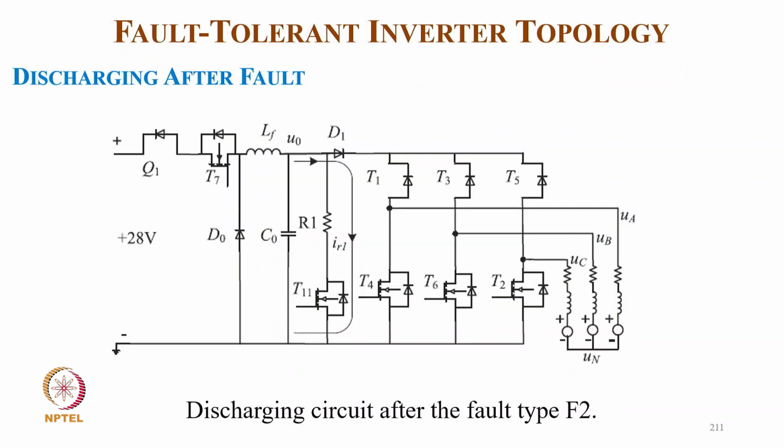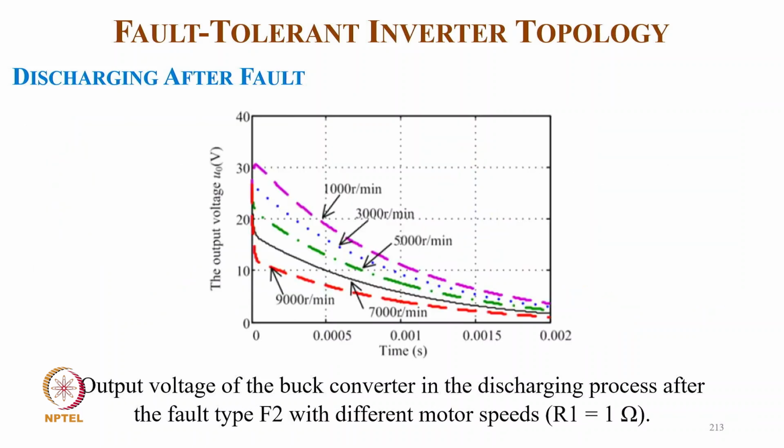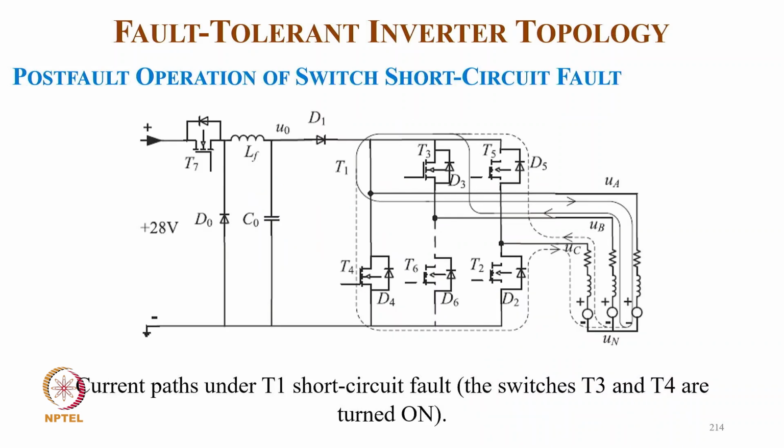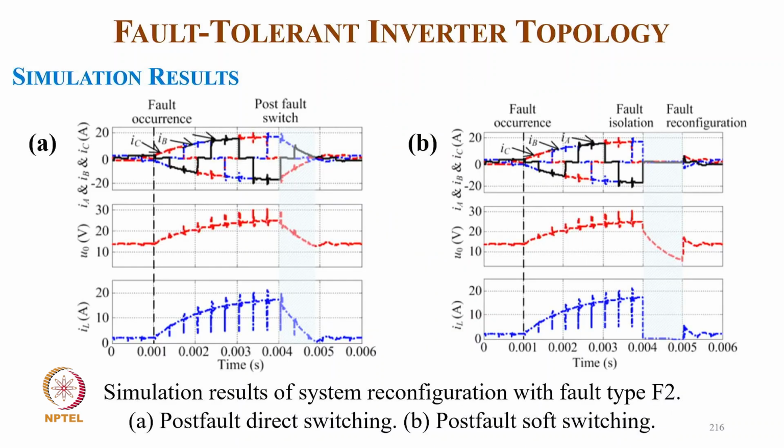And this is the buck converter after the fault F3, and this is the discharging circuit of the fault F2, and this is the output voltage of the buck converter in the discharging process after the fault F2. And this is the output voltage of the buck converter in the discharging process after the fault F2 with different motor speeds with the resistance R1 equal to 1. This is the path for T1 short circuit and route 3 turn on, and this is the configuration with the fault, you can say post fault, fault occurrence, and then the post fault operation.